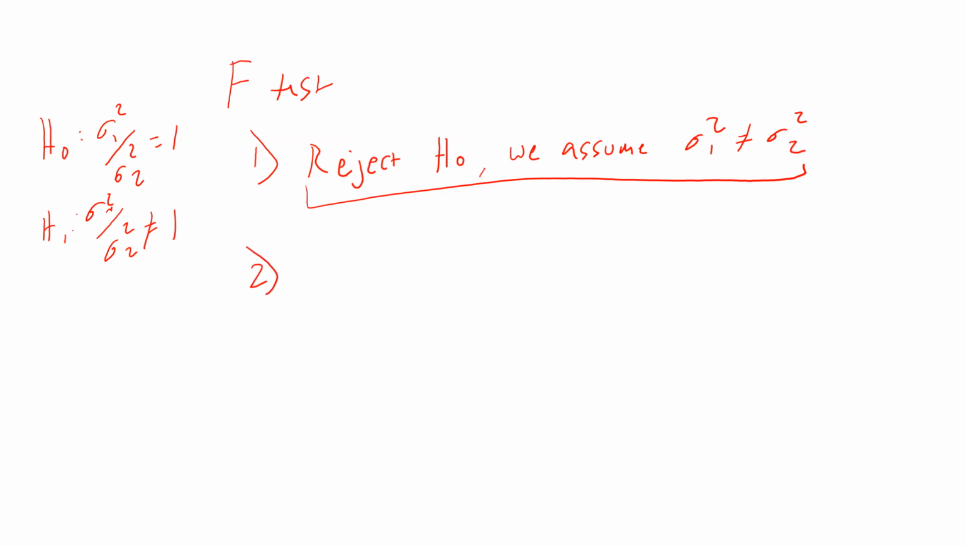Now, your second potential decision is you fail to reject the null. If you fail to reject the null, we are going to assume equal variance. So this distinction is very important because it's going to lead to different formulas that we can use. So that is extremely important. I want you to know that.